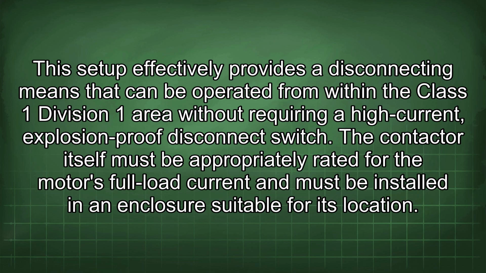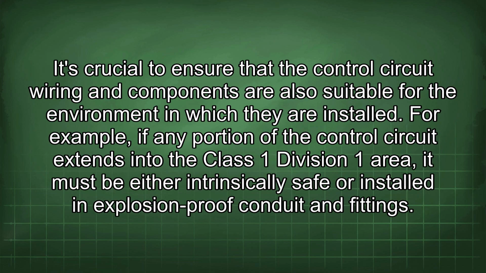The contactor itself must be appropriately rated for the motor's full load current and must be installed in an enclosure suitable for its location. It's crucial to ensure that the control circuit wiring and components are also suitable for the environment in which they are installed. For example, if any portion of the control circuit extends into the Class 1 Division 1 area, it must be either intrinsically safe or installed in explosion-proof conduit and fittings.